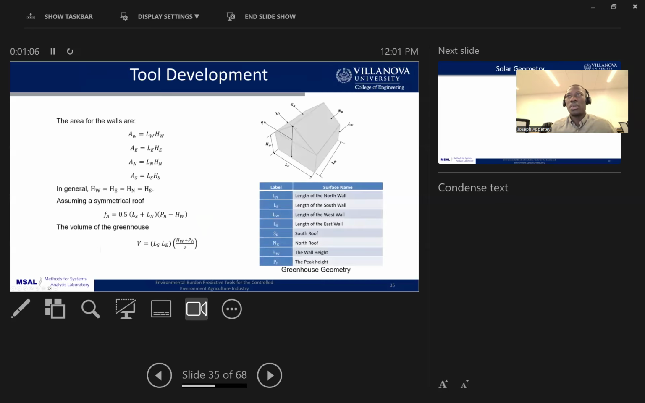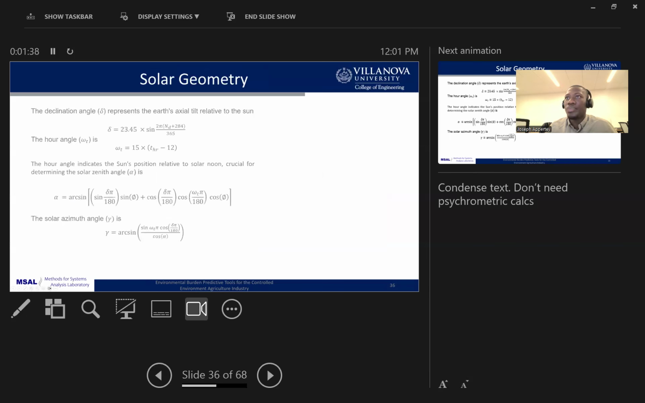In this system, we will consider a hypothetical CEA facility with the various wall lengths, that's the north, the south, the east, and the west. So the area can be calculated considering the length and then the height of the CEA facility. And then for the roof, we consider a symmetrical roof. So the area can be calculated like this, and then the volume for the greenhouse is considered in this manner.